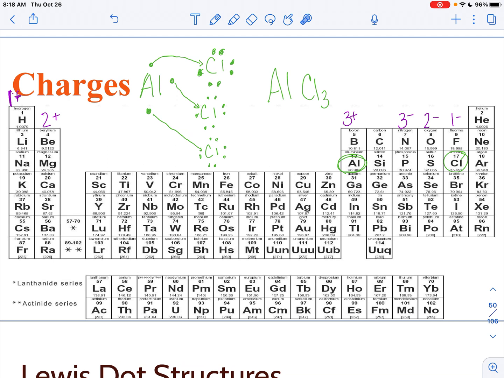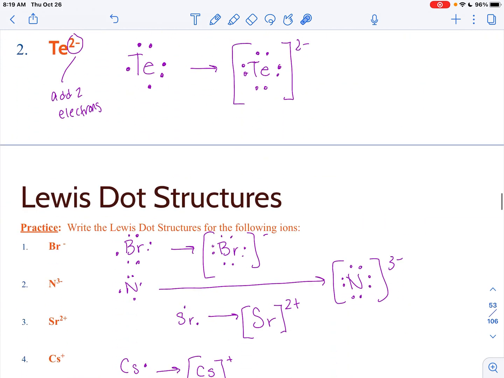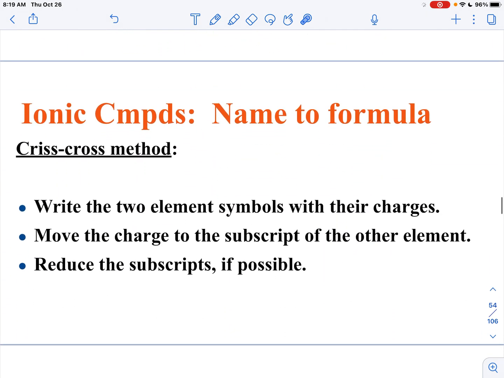Now, you could do this every time, but sometimes it might get really complicated. Like, for example, if we're doing Ca and P, Ca has 2 valence electrons, phosphorus has 3 open spaces, right, because it has 5 valence electrons. So it's going to be a little more difficult to figure out how many of each you need. So that's where the crisscross method comes in. The crisscross method is not actually science, it's just a trick that helps us get to the science faster, so it's easier to handle. So what you will do for the crisscross method is write the 2 element symbols with their charges. You just look them up on the periodic table.